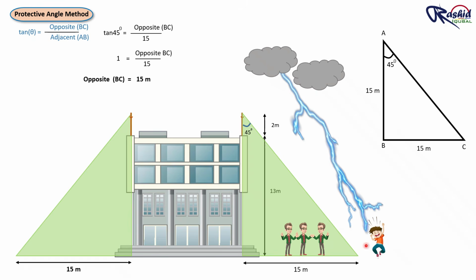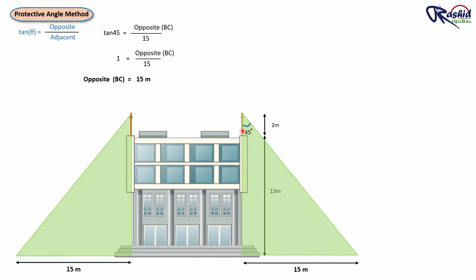Now let me calculate protection on the roof itself. Here we only considered the rod height, which is 2 meter. Why? Because the roof is already at the top and we only need the protection length of the rod on the roof surface. So let me again form a triangle. Here AB is 2 meter.